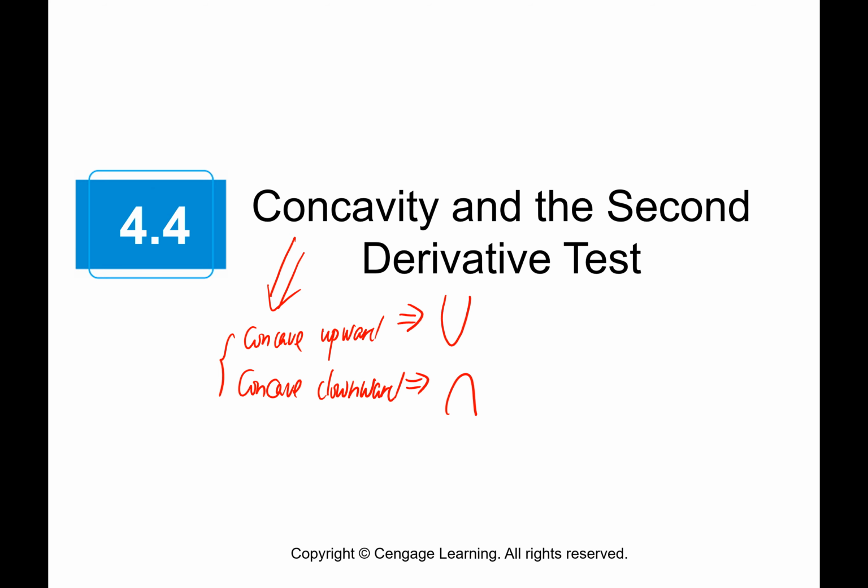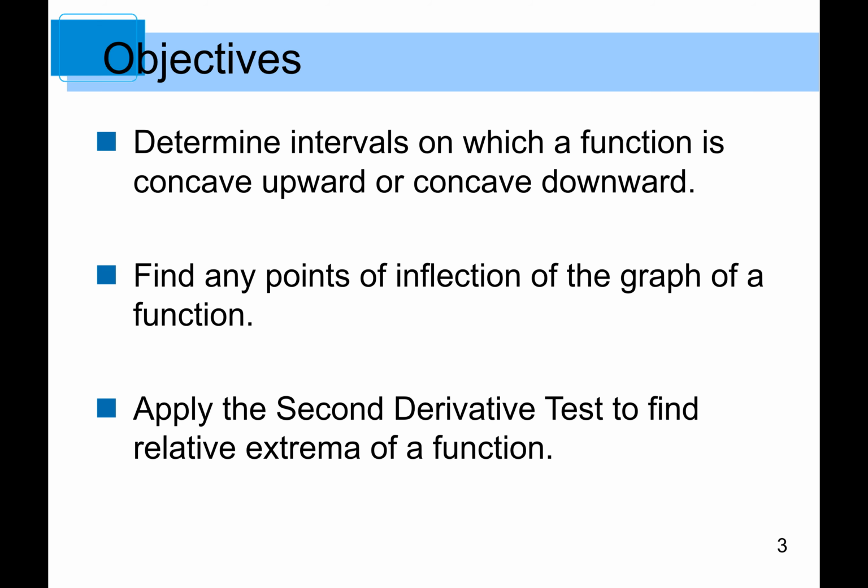We talked about the first derivative test, and in this particular section we're going to focus on the second derivative test. It's used to test the extrema. We will learn how to determine intervals on which a function is concave upward or concave downward. We'll learn how to find any points of inflection of the graph of a function, and apply the second derivative test to find relative extrema of a function.